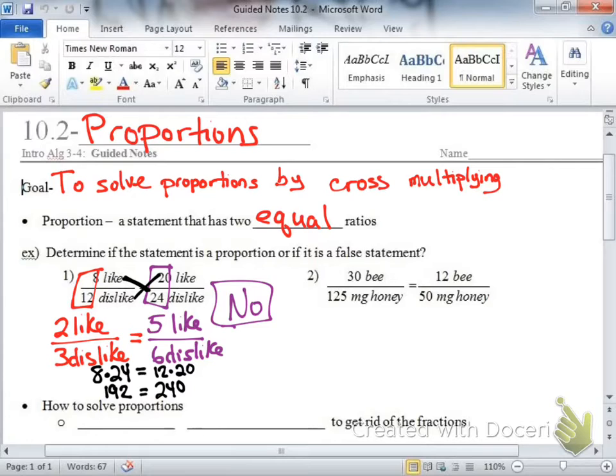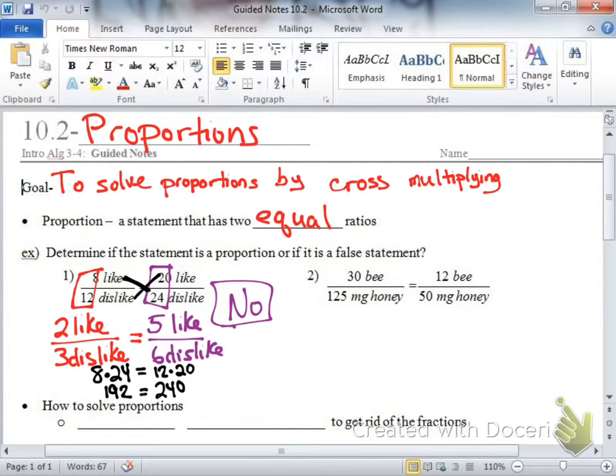Or you could just look at it and know? Is that what you said? Yeah, cross multiplying is fine. I like to show you both ways, give you some options. You can reduce, you can cross multiply, either way. Any questions? All right, let's check out number 2.